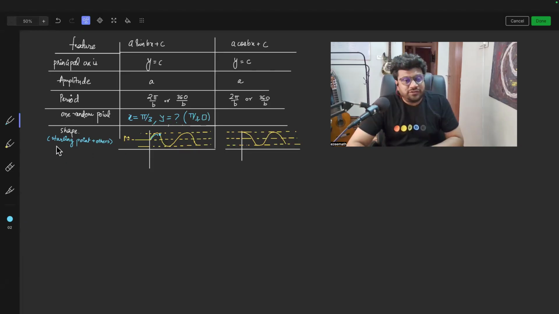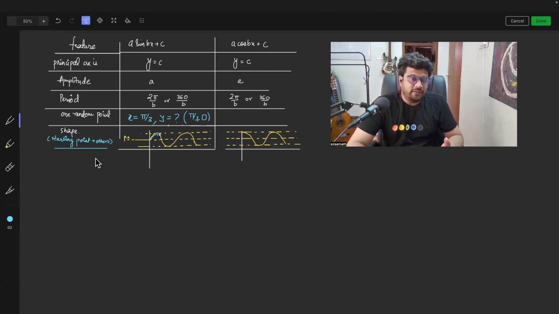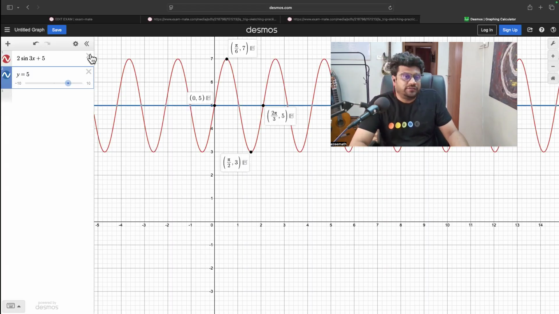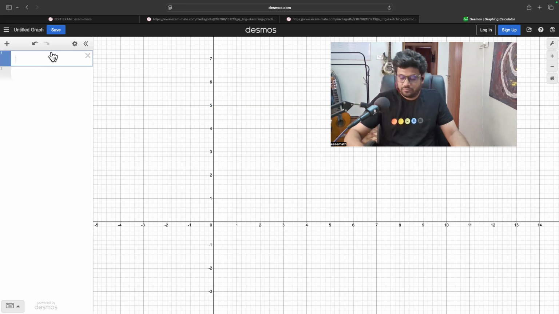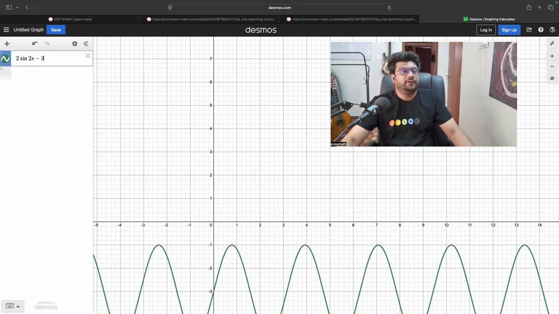Okay. And when it comes to shape, once we look at some examples, we'll see how the shape is going to come about. What you can do here is think of some numbers and give it a go by yourself. Me, I'm going to take some numbers and we're going to see what it looks like. So I'll take a equal to 1 maybe, or let's do a 2. 2 sine of, let's take b equal to 2 and c equal to minus 3 there.